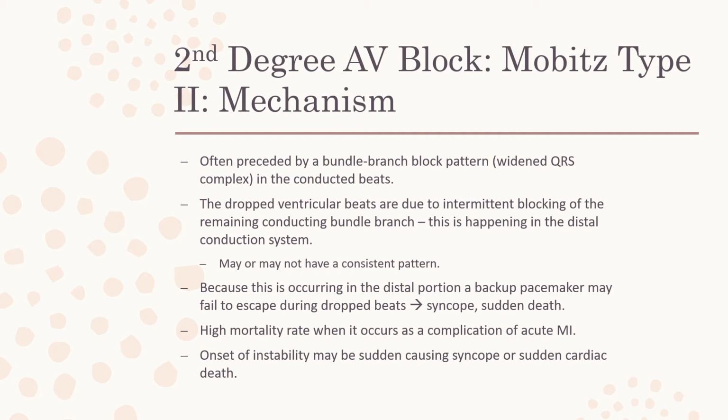The mechanism of Mobitz type 2, it's often preceded by a bundle branch block pattern, which is a widened QRS complex in the conducted beats. The dropped ventricular beats are due to intermittent blocking of the remaining conducting bundle branch. This is happening in the distal conduction system. It may or may not have a consistent pattern.